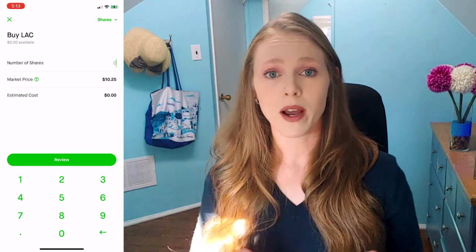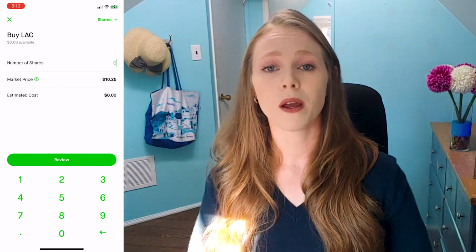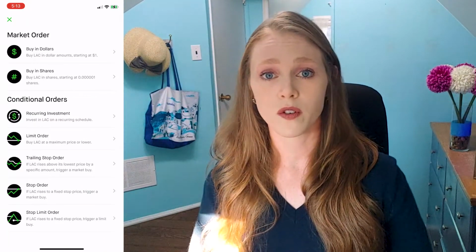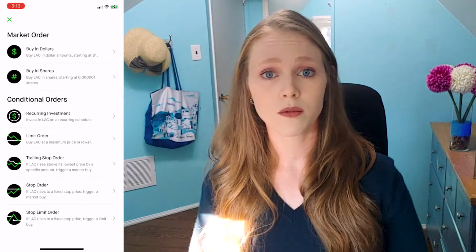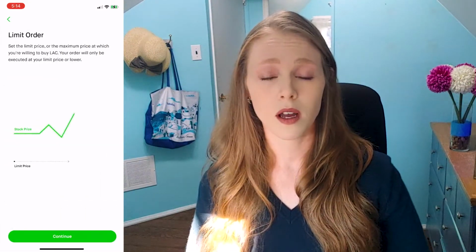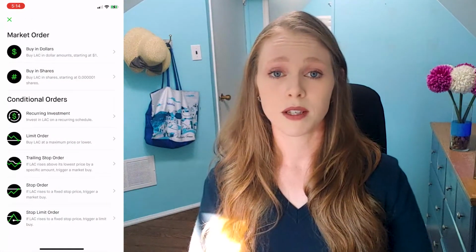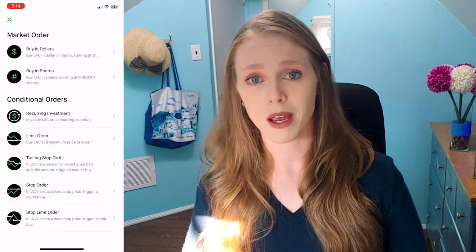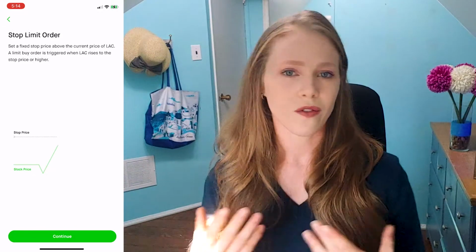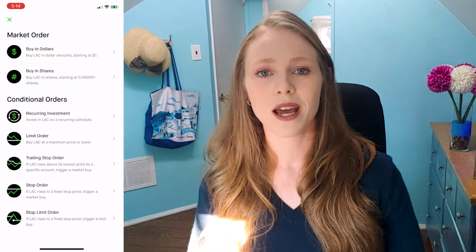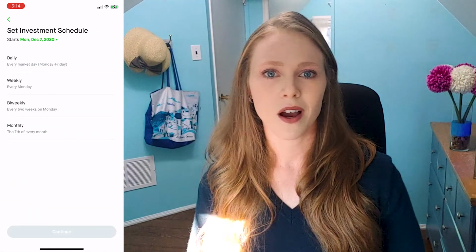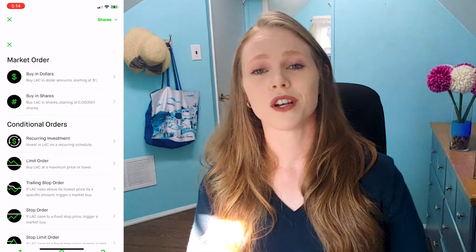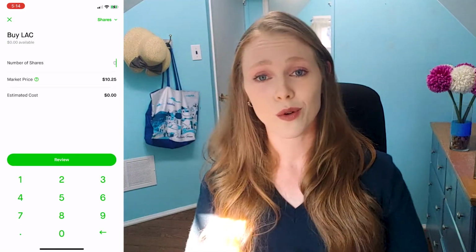But you can also execute other types of orders by tapping on Shares. Here you will see the different types of orders available, including limit orders, stop orders, and more. To execute one of these orders, instead of making a market order, just tap on the type of order that you would like to make. While the interface varies a bit from one platform to the next, the basics of buying stocks is generally the same. You select a stock, enter the number of shares that you'd like to buy, and select your order type.